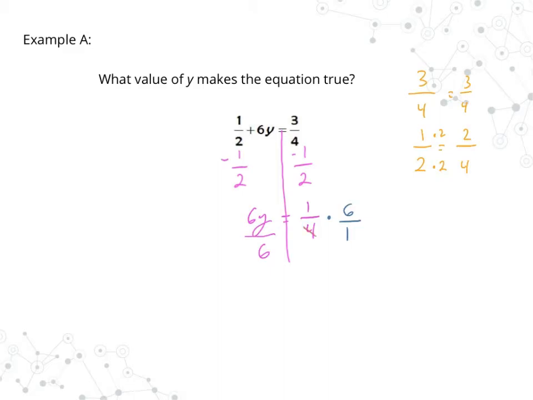So 2 goes into 4 2 times, 2 goes into 6 3 times. So now I can just multiply straight across. 1 times 3 is 3. 2 times 1 is 2. And 3/2 is in simplest form, so y equals 3/2. And again, I'm going to circle my answer so I can easily find it on my paper. Hopefully you did this one correct. If not, go ahead and check your work. And then let's go on to the next one.